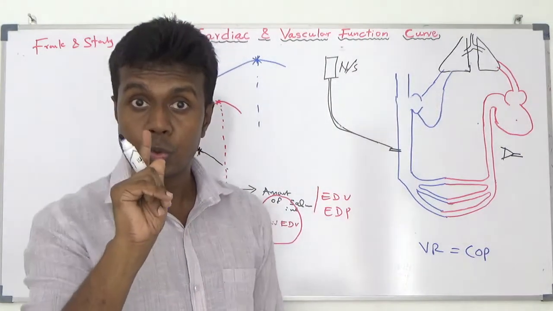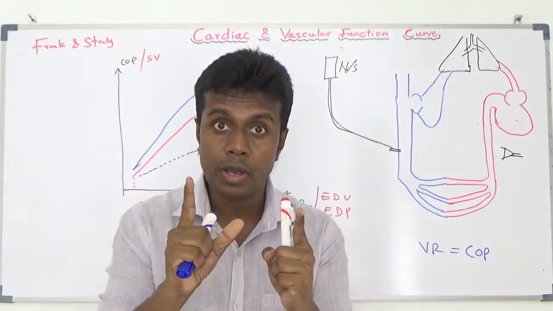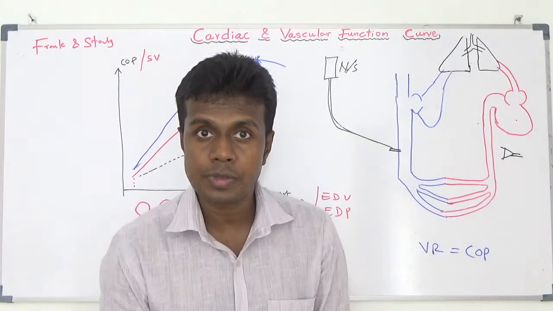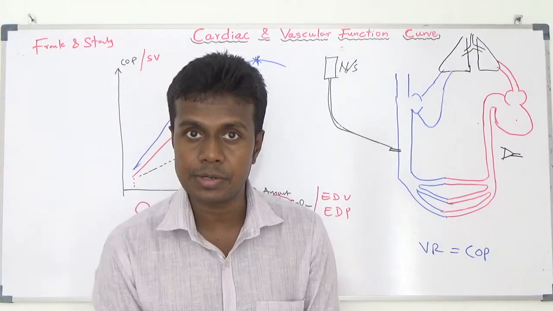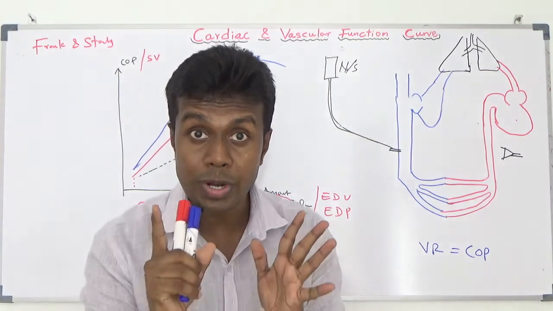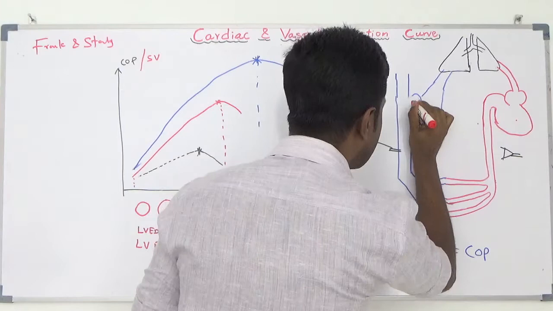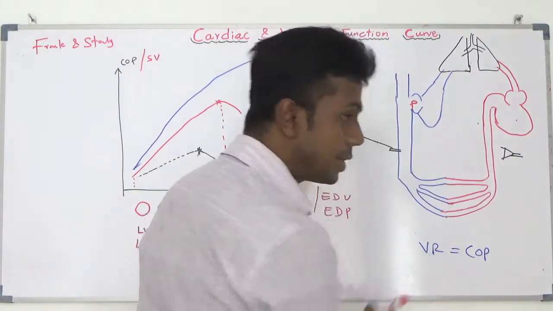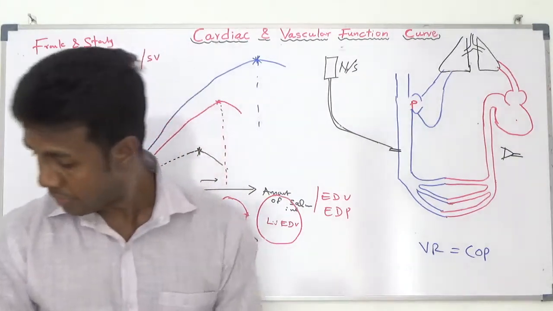What I am going to check right now is the right atrial pressure and venous return in a single curve. Again I am going to do an experiment. I am going to assess the right atrial pressure here, right atrial pressure and the venous return.